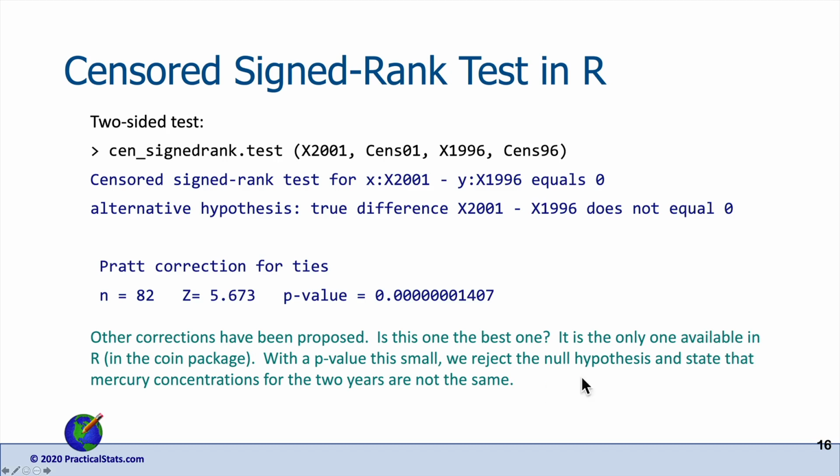With a p-value that is as small as this one, and I did not in this case even print out the uncorrected value, we would certainly reject the null hypothesis and say that these two groups of data have different percentiles, and in general 2001 is going to be bigger than 1996. And I would know that just by looking at their medians. We would state that the two years are not the same in terms of their concentrations. And we saw a picture of that a few slides ago with the box plot.